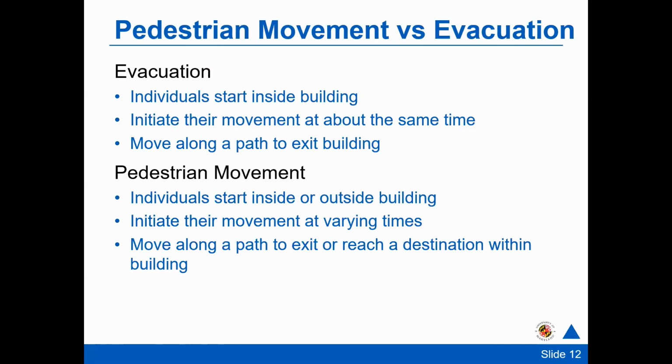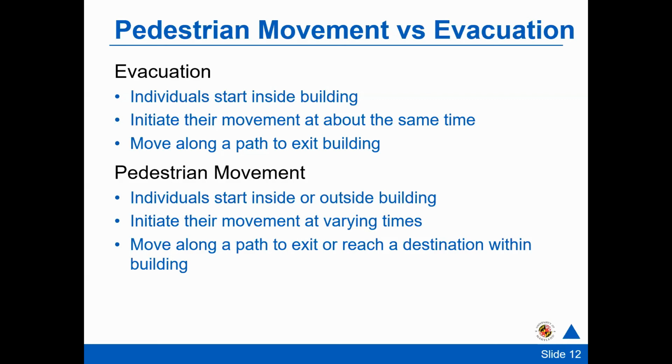So a couple of differences we're thinking about. We're using what are called evacuation models for this purpose now in pedestrian planning. What are the differences, and how easily can we adapt that evacuation model into a pedestrian model? In evacuation models, everybody starts inside the building. They initiate their movement more or less at the same time, though there may be a little startup time, but they're basically all within a few minutes starting their evacuation nominally at the same time. And they all move along particular paths to get out of the building.